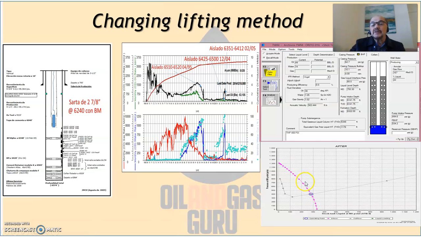From 200 to 300, very low. So in this particular case, the fluid levels that were being reported were not real. Okay? But the opportunity to go back to this zone and clean this restriction here, and get back some of this oil is still there.